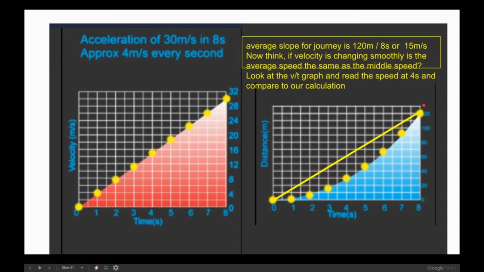But when would it have happened? When does this yellow line match the slope of this curve: at 0 seconds, at 8 seconds, or somewhere else? So this slope will be the speed smack in the middle of the graph. The average slope for the journey is 15 meters a second. So if you were accelerating smoothly from 0 to 30 meters a second, when did you pass through your average speed?